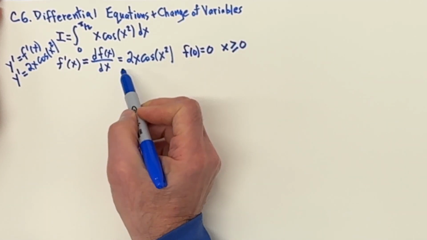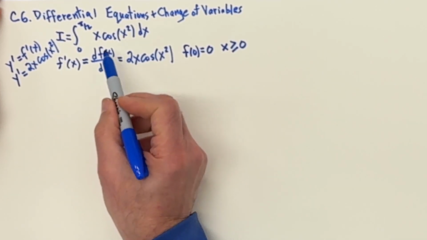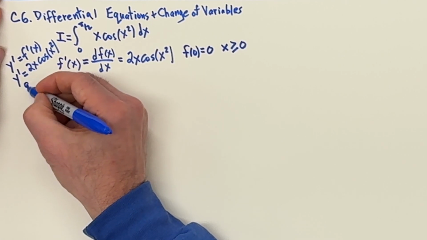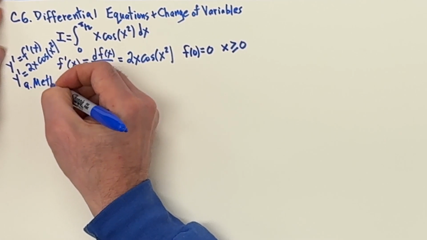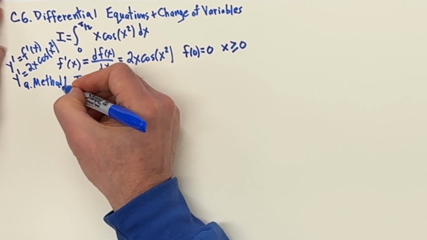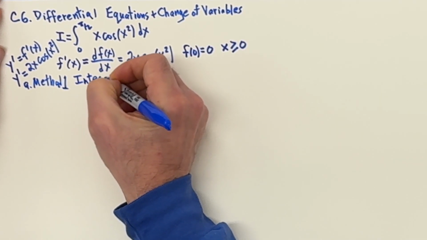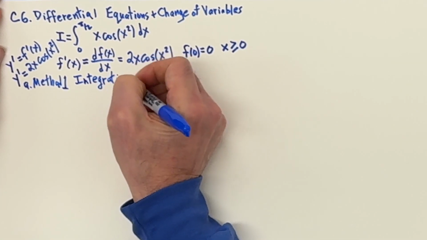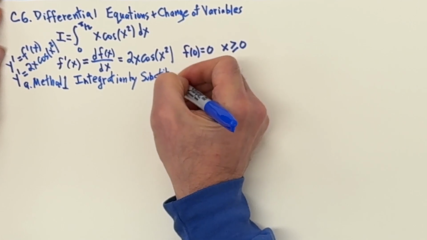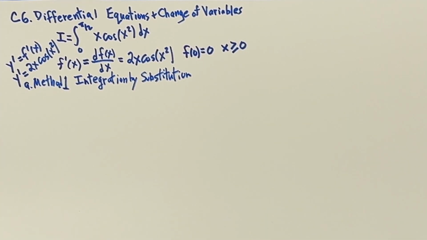So we're going to solve this differential equation using two approaches. Method one is going to be what I did in section C2, and I'll briefly redo it for you. All right, so method one, this is the integration by substitution. We already know how to do this, and let's review it.